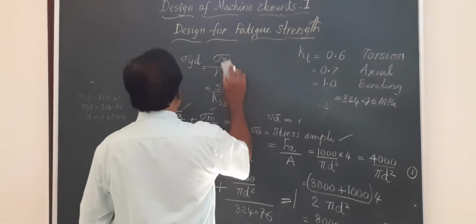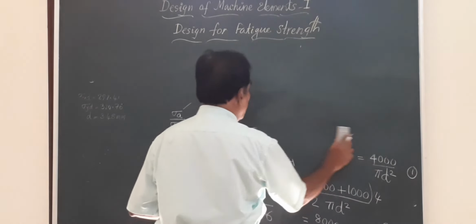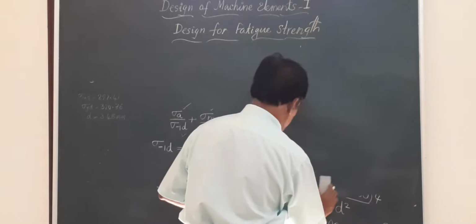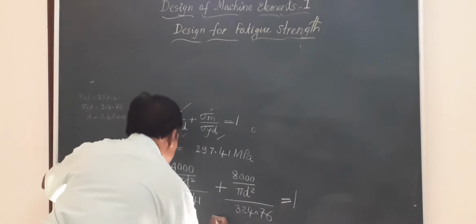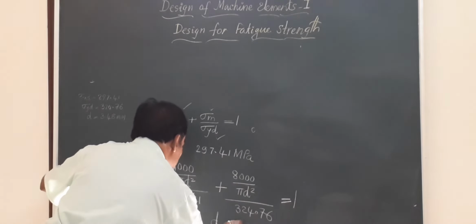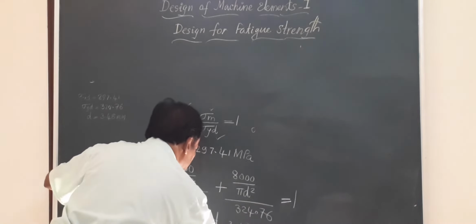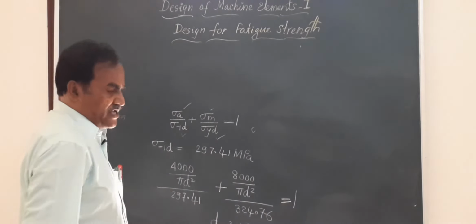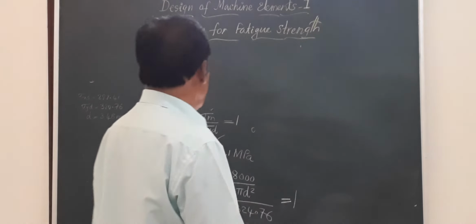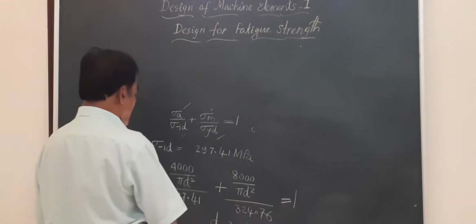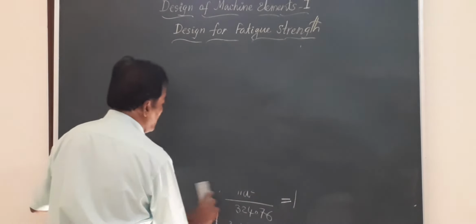Friends, when you solve this equation, you are going to get d, the diameter of the rod required, and on calculation this works out to d equal to 3.48 mm. See, this diameter depends on the intensity of loading. Here the load is varying between 1000 Newton and 3000 Newton, and hence you get the value of d equal to 3.48 millimeter.